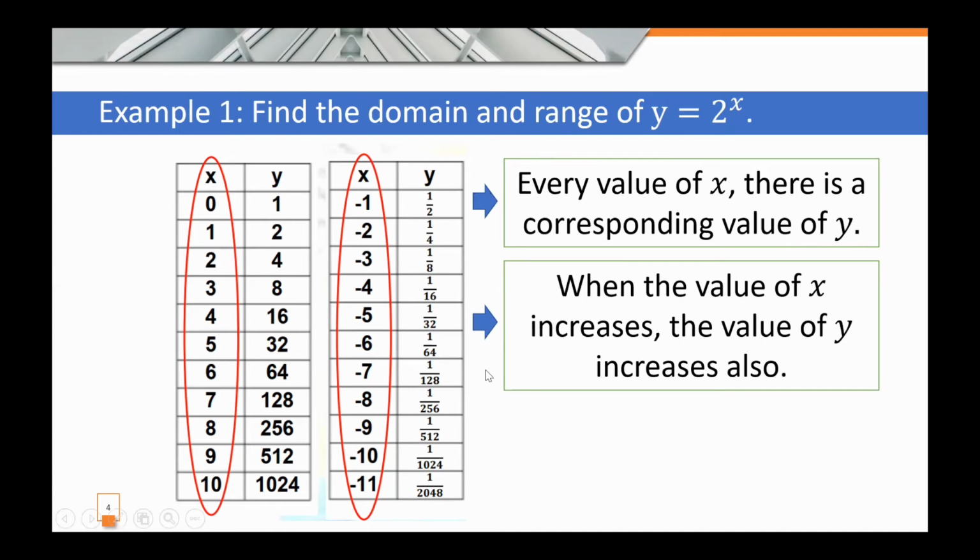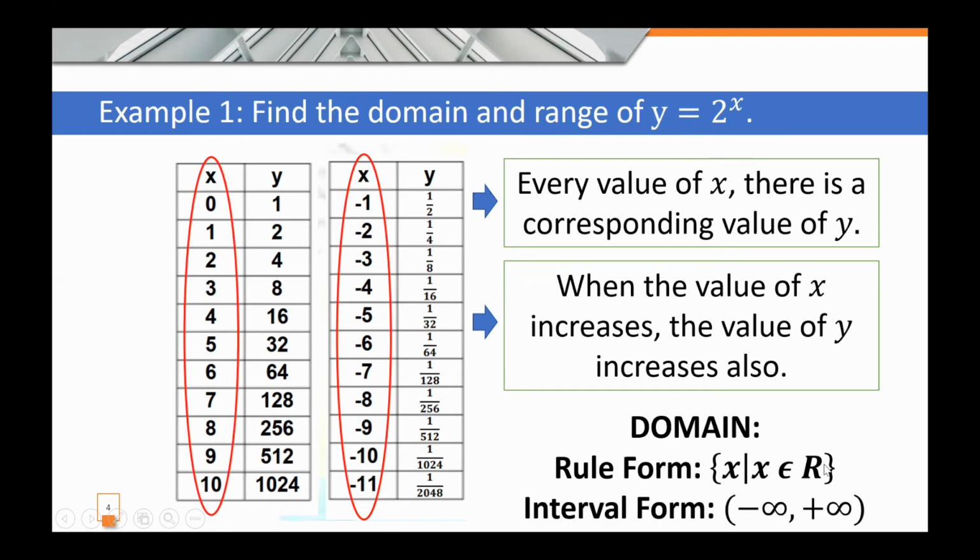So if you're going to identify the domain of the given function, that is the set of real numbers. In rule form, that can be written as x such that x is an element of a real number. In interval form or interval notation, that can be written as open parenthesis, negative infinity to positive infinity, close parenthesis. Again, the domain in example 1 is the set of real numbers.